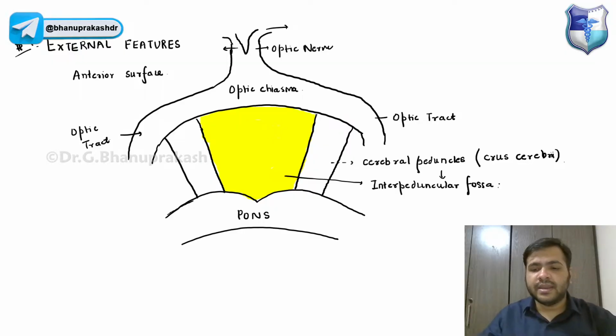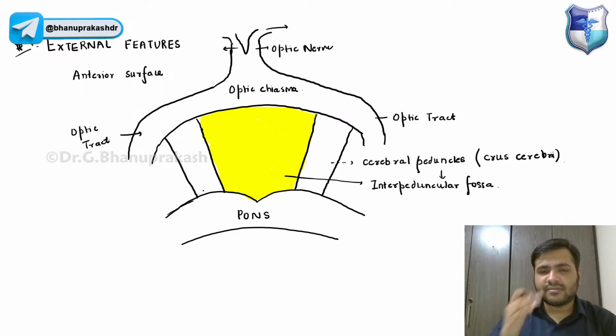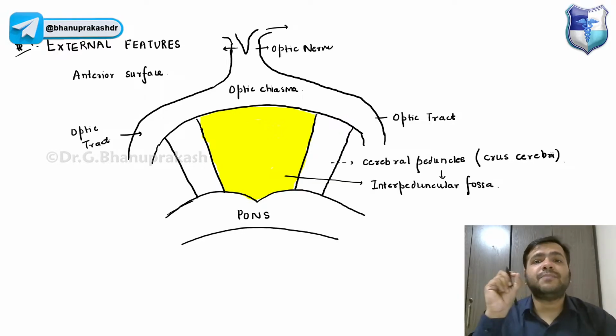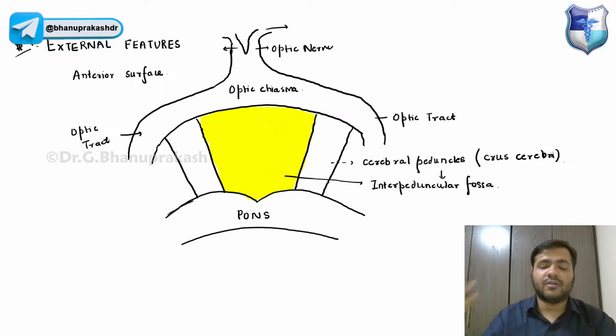Now, interpeduncular fossa. So I will be discussing this fossa. No need to worry about this. So these cerebral peduncles, basically they consist of these three parts, guys, right? If I just talk about the cerebral peduncles, anteriorly, they have the basis pedunculi. Basically, they are made up of the fibers of the pyramidal tract. Okay. Then in the middle, we have substantia nigra.